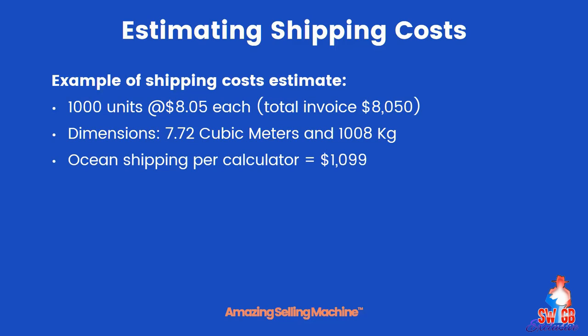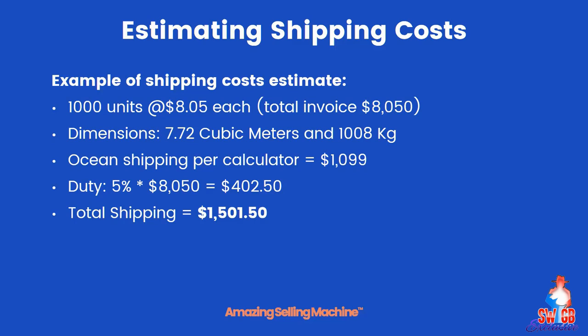So when I put that into the calculator, the ocean shipping per the calculator was $1,099. Now I need to add in the 5% of my invoice, which comes out to be $402.50. Therefore, the total shipping is $1,501.50. And when I divide that among the 1,000 units I have, that means that my shipping per unit is $1.50. And that's what I would be entering into our product opportunity spreadsheet.